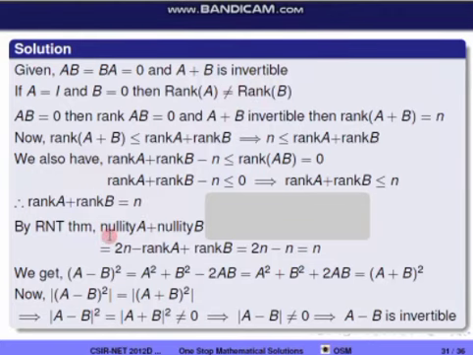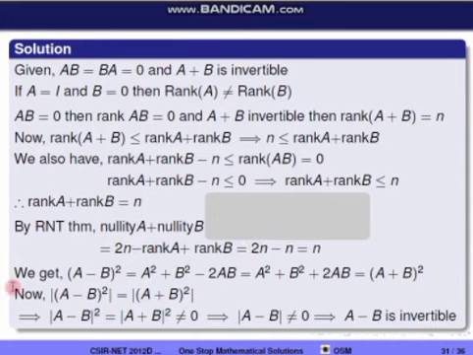By rank nullity theorem, we'll get n is equal to rank of A plus nullity of A, and also n is equal to rank of B plus nullity of B. When we add these two equations, we get nullity of A plus nullity of B is equal to 2n minus rank of A plus rank of B, and we got rank of A plus rank of B is equal to n. So substituting that, we get 2n minus n, that is, nullity of A plus nullity of B is equal to n. So option 3 is also correct.